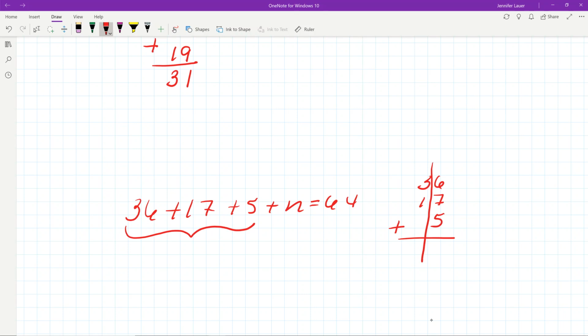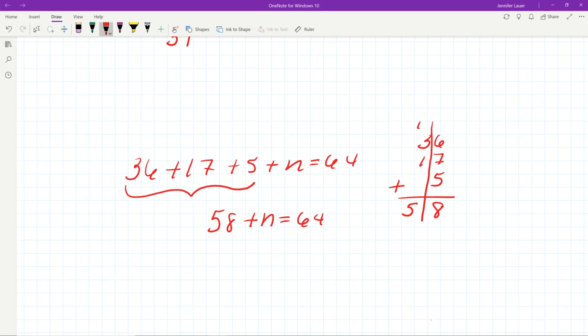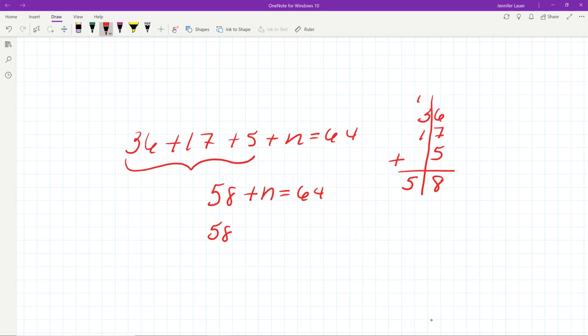So 6 plus 7: I'm going to start at 6 and add 7 to it. So it's 7, 8, 9, 10, 11, 12, 13. And then I'm going to add 5 to 13. So I'm going to say 14, 15, 16, 17, 18. I'm going to put down my 8 and carry my 1. 1 plus 3 is 4, plus 1 more is 5. So now I'm going to rewrite this to look like this. Or even better, I could write it like this.